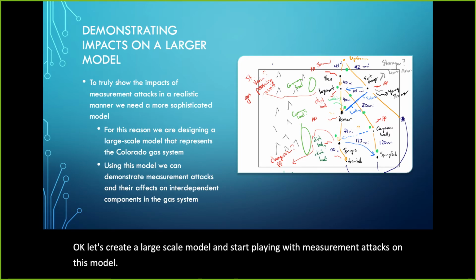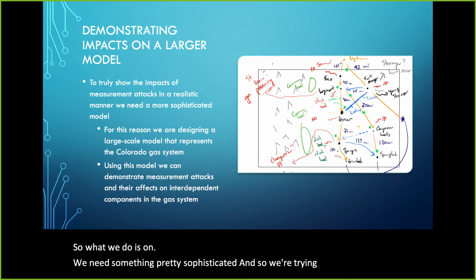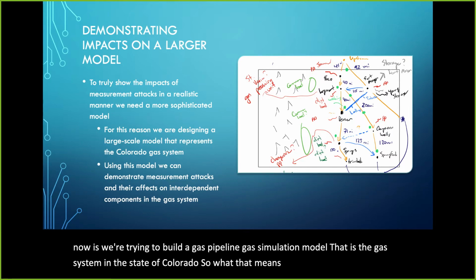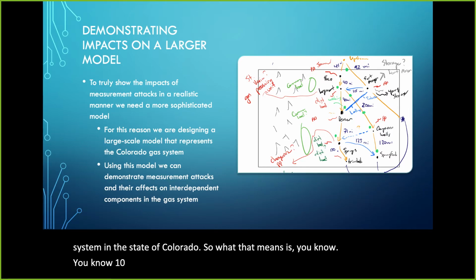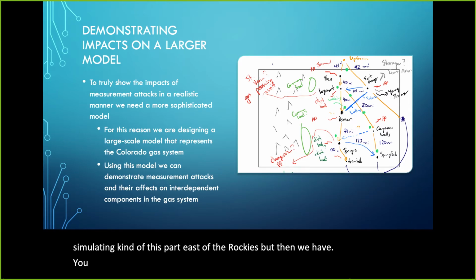So we need something pretty sophisticated. What we're trying to build out right now is a gas pipeline simulation model that is the gas system in the state of Colorado. What that means is 10 power plants, maybe even more than that. But we're mostly just simulating the part east of the Rockies. Then we have almost 1,000 miles of gas pipe, several compressors, a lot of sensors, a lot of PLCs running. We have cross connections.